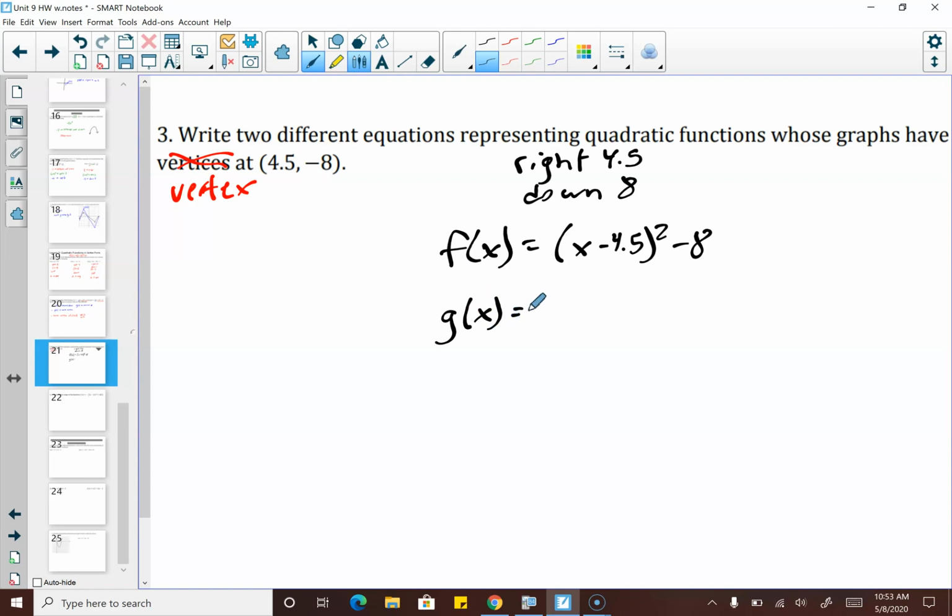Okay. And then our last piece, if we want to write another one that has that same vertex, we're just going to put whatever number we want out in front. I'm going to put a -2/3, but we're going to keep our x minus 4.5 squared and -8. All right, so again, same vertex, just different shape to the graph based on what number you put out in front.